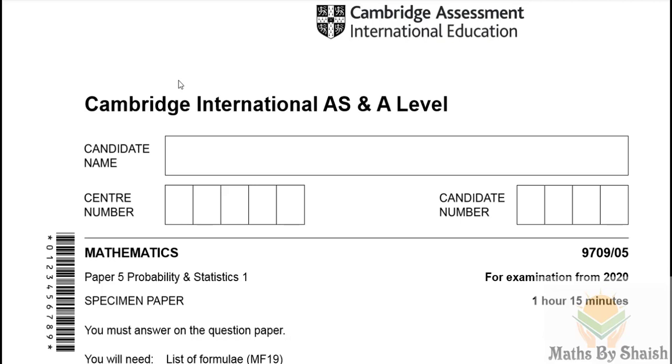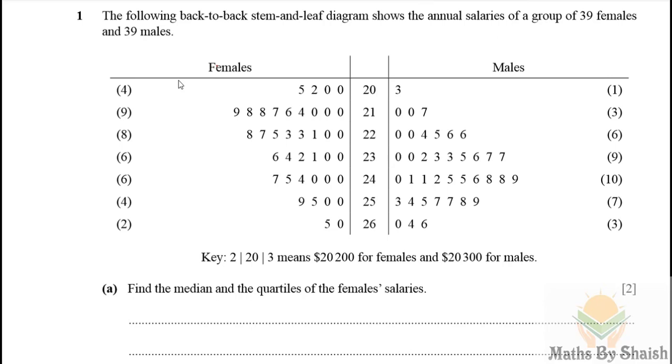Here we are going to discuss paper 5, probability and statistics 1. This is a specimen paper for the examination from 2020. So let's start with question number 1.